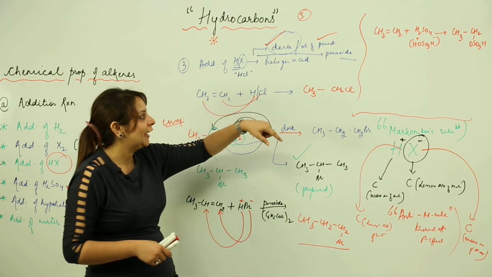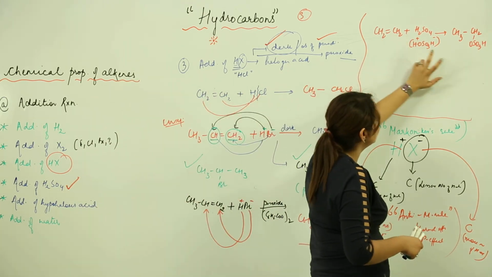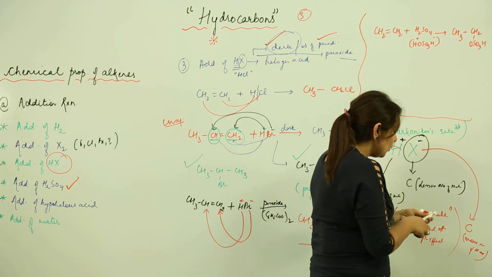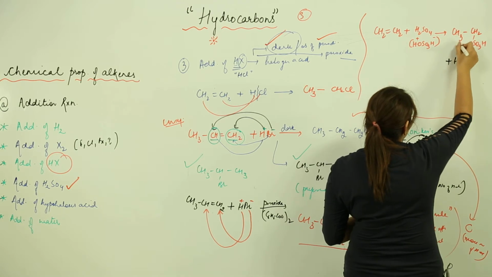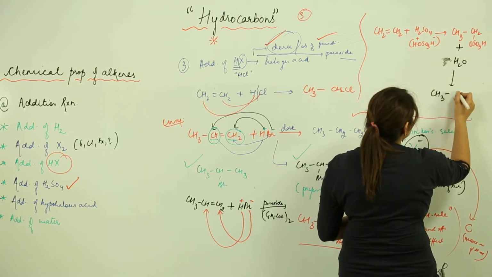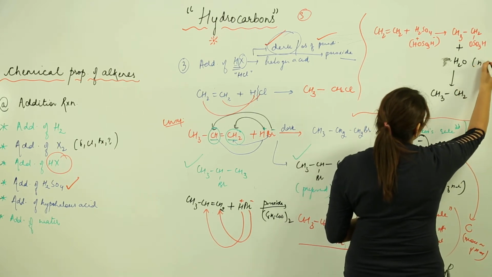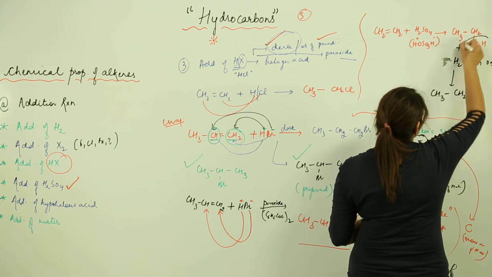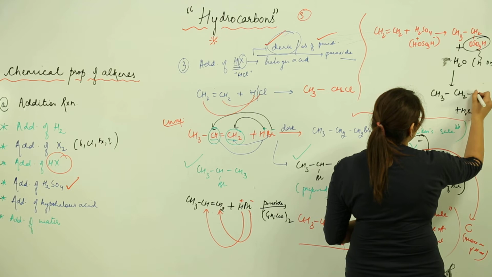So how does this actually happen? See, when we add H2SO4 to alkene, it turns into this product. Now when you add water to this product, what happens? CH3 remains CH3, CH2, and water is H and OH. So H gets attached to this group, so you get H2SO4 and the OH group attached to this.